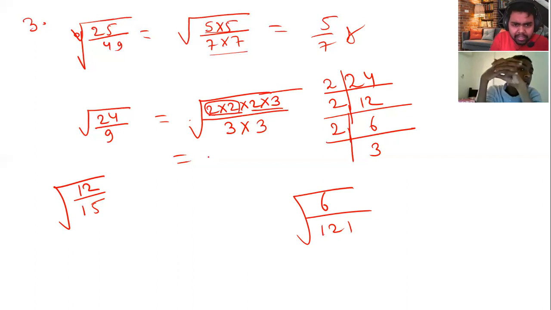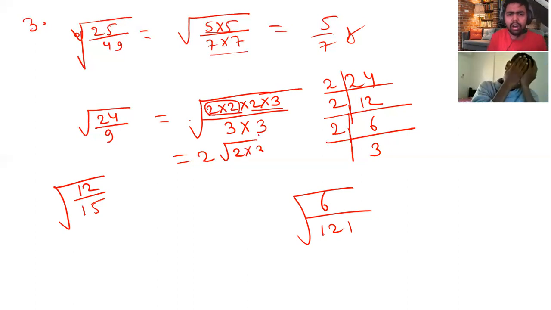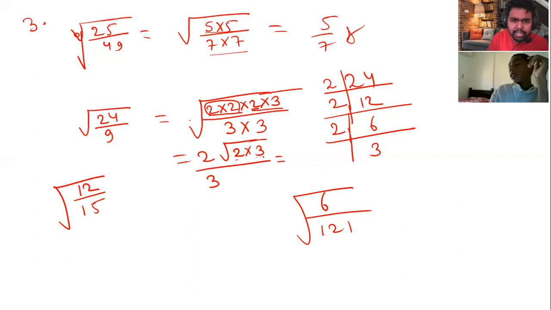So can I write like that? 2 will come outside. Another step I am saying, only one 2 can come out. This 2 would be there only. We need a pair. And the pair of 3 will go out also. Then 3 will come out like this, right? Now these two would be multiplied. So it would be just 2 root 6 by 3.